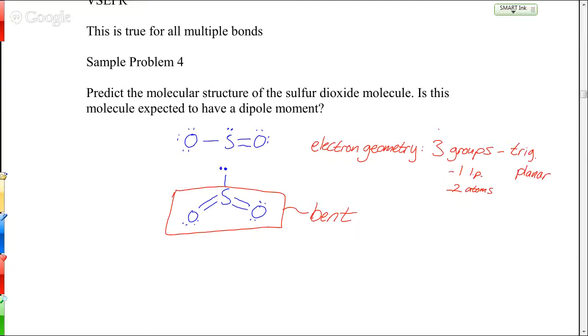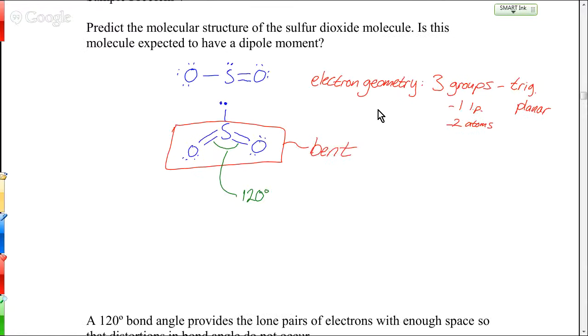What would we expect the bond angle to be in the sulfur dioxide here? We'd expect this to be about 120 because that angle is based off of the trigonal planar geometry, the 3 corners of a triangle geometry. And so you can have 2 shapes like bent that sound the same and kind of look the same, but actually have different bond angles because they come from different electron geometries.